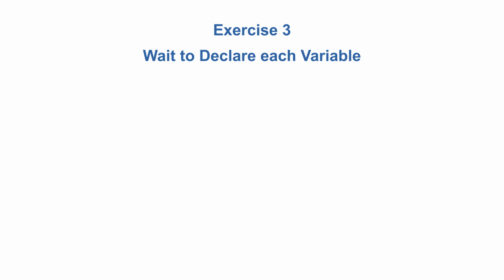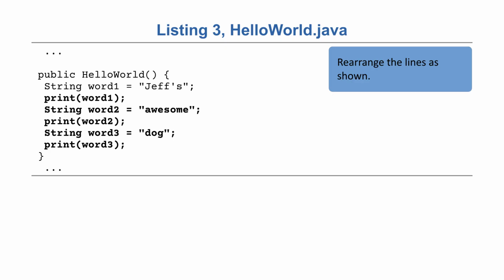Exercise 3. Wait to declare each variable. Rearrange the lines as shown. Run it. What did it print? It should have printed Jeff's awesome dog. So it didn't matter if you declared each variable at the beginning or just right before you tried printing each one. You may do either, whichever makes it easier for you to understand the program code.